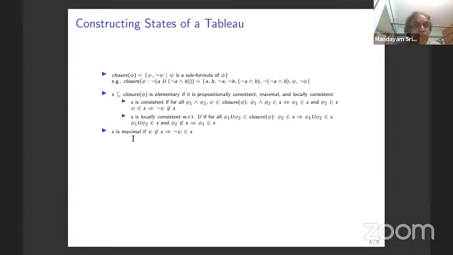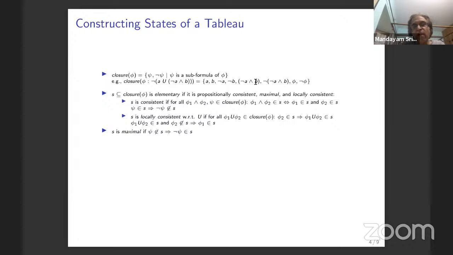Now the third condition is that it has to be maximal. That is, if it is maximal, if it is full, in the sense that either the positive version or the negative version of each subformula has to be in each S. If psi is not in S, then not psi should be in S. In that sense, it has to be maximal.